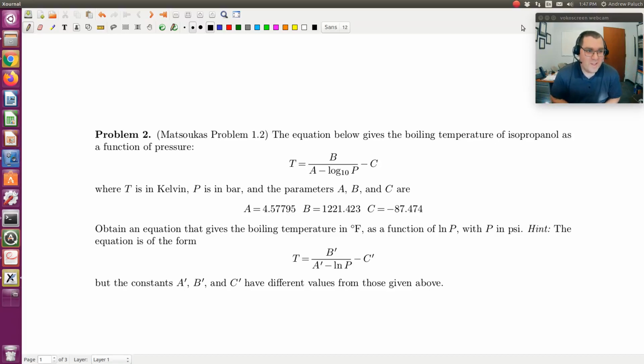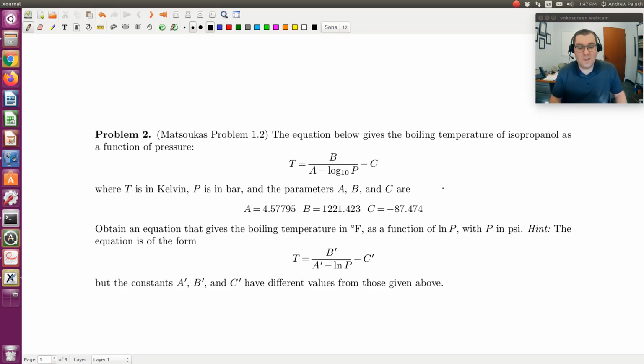Let's do it. Let's take a look at problem two. So problem two is another fun problem involving unit conversions, although it's a little more tricky in that it involves logarithms, and so we're going to have to remember some of our log rules. And so we're told the equation below gives the boiling temperature of isopropanol as a function of pressure, where T is in Kelvin, P is in bars, and parameters A, B, and C are given below.